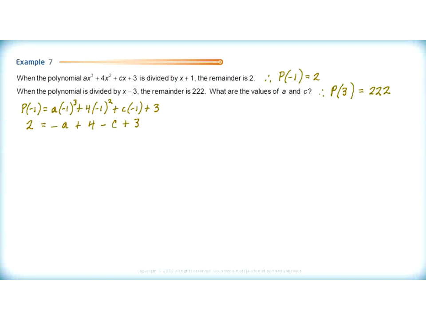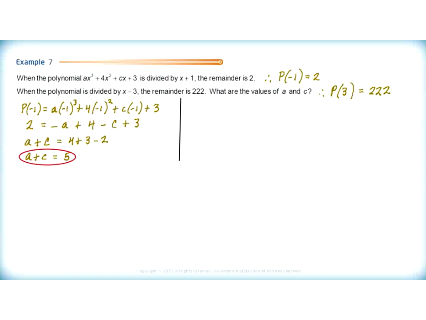What we're going to do now is set up a system of equations to solve for a and c. So in the first case, we bring the a to the left-hand side, plus c would equal 4 plus 3, and bring the 2 over. So we have a plus c equals 7 minus 2, which is 5. That's one equation that we will use as part of our system of equations.